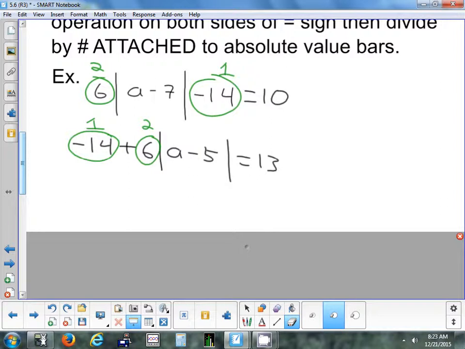What we see a lot of times is people do -14 plus 6 first. They'll try to combine those things. You can't do that. Like Mr. Hager said, move the things that are furthest away first, and then work your way in. So you're not going to do -14 plus 6. Don't make that mistake.